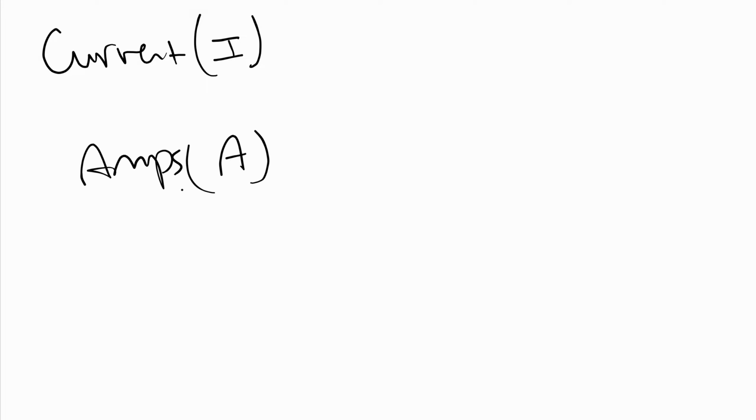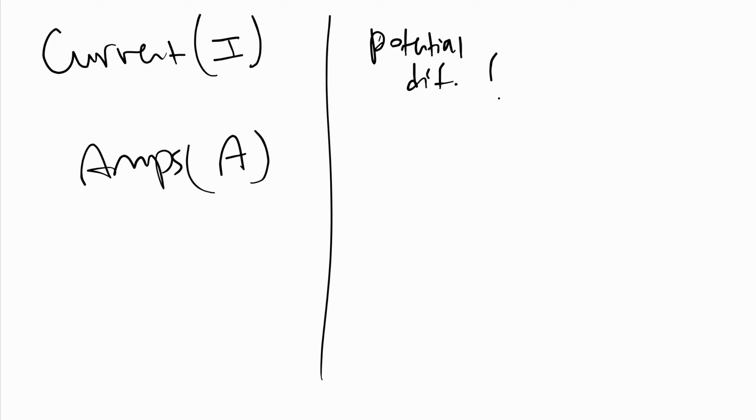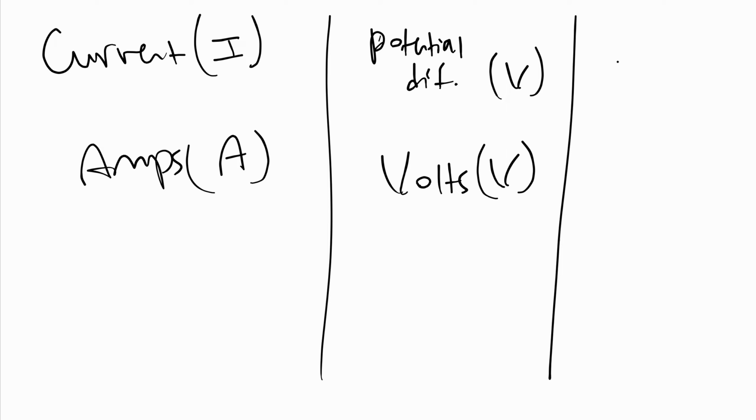So if we summarize, current is simplified to I, not V, and it's measured in amps. So this is going to be the SI unit. We also have potential difference. That's going to be V, and it's measured using volts, also V. And lastly, we've got resistance, the things blocking the movement of electrons. That's going to be R, and it's measured in ohms.